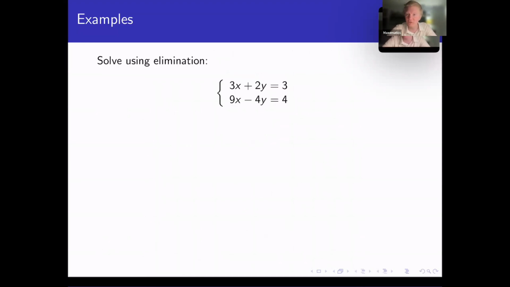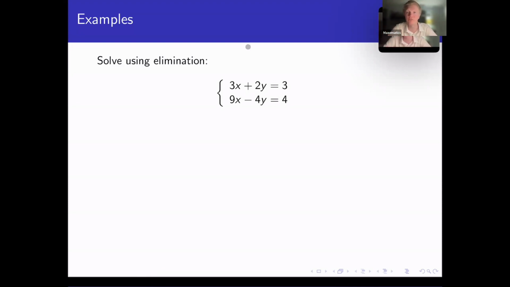All right, let's solve this one via elimination. 3x plus 2y equals 3. 9x minus 4y equals 4. So if you're looking for an idea as to whether or not you want to use substitution or elimination, this example is great to not want to do substitution.